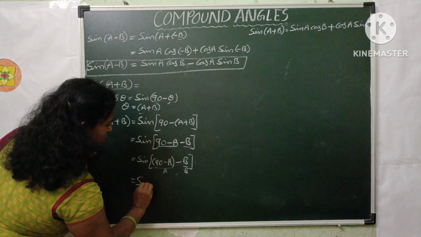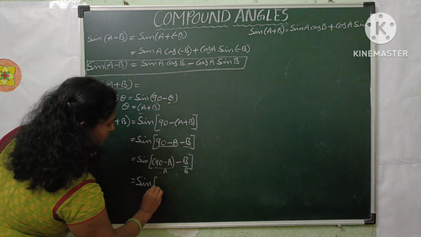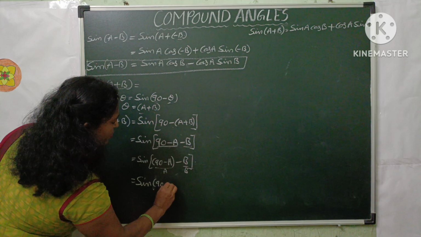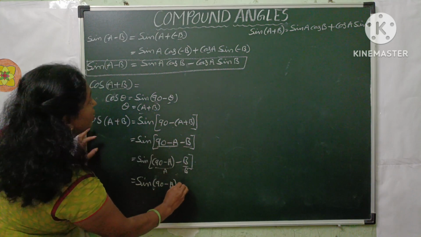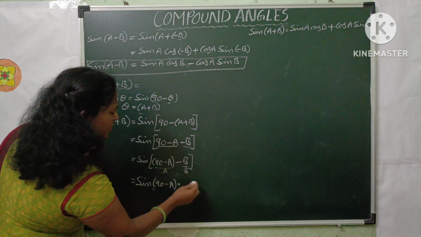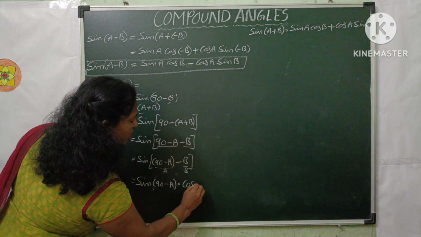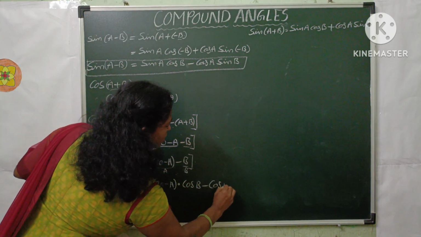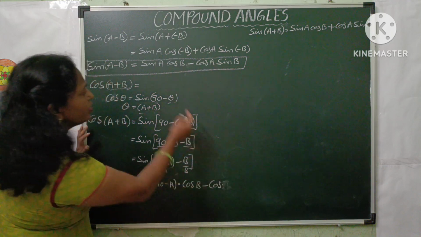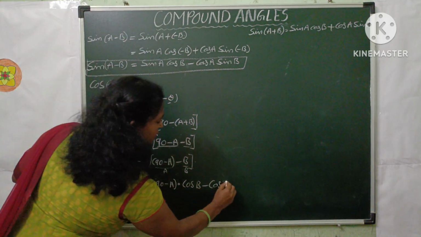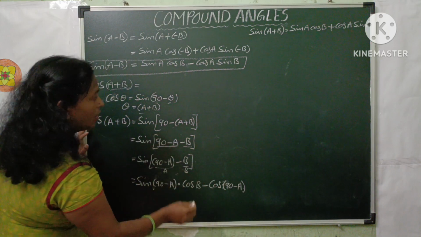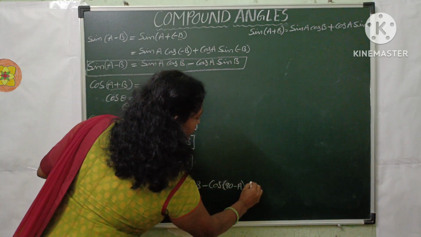So sin a, plus what we have to write? 90 minus a into cos b, no change, cos b only, minus cos a, plus what we have to write? 90 minus a, 90 minus a into sin b.